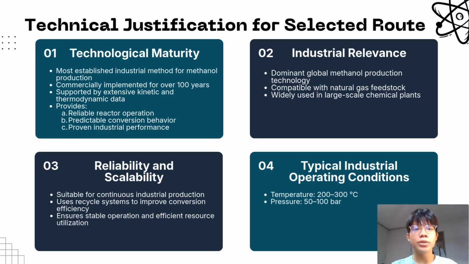Second, regarding industrial relevance, this route remains the most dominant technology used in large-scale methanol plants worldwide, particularly due to its compatibility with natural gas feedstock and existing industrial infrastructure. Moving on, the process demonstrates strong reliability and scalability. It is well suited for continuous industrial production, and recycle systems are commonly used to improve overall conversion efficiency. Last but not least, typical operating conditions are within the temperature range of 200 to 300 degrees Celsius and pressure range of 50 to 100 bar.